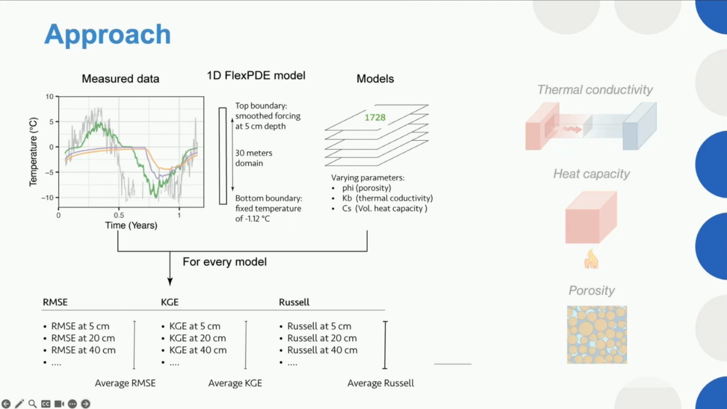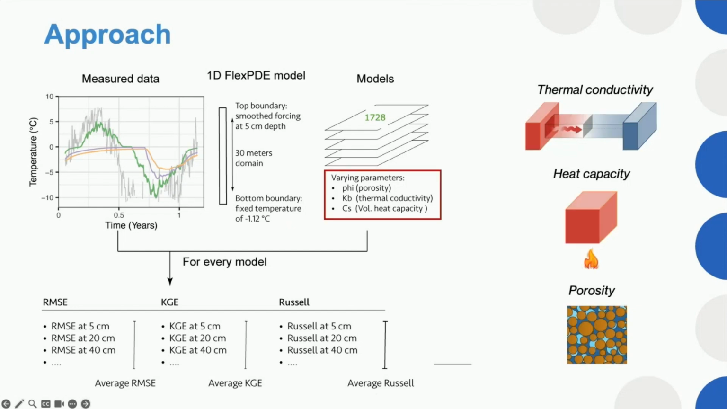We want to determine these properties: the thermal conductivity, the heat capacity, and the porosity. What we did was define a parameter space for each of these parameters, which resulted in 18 different values for thermal conductivity, 16 for heat capacity, and 6, I believe, for porosity.